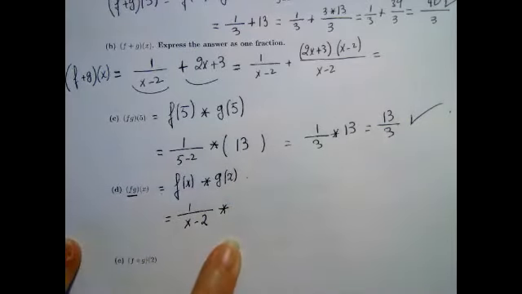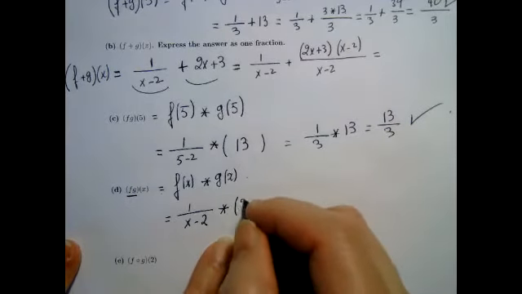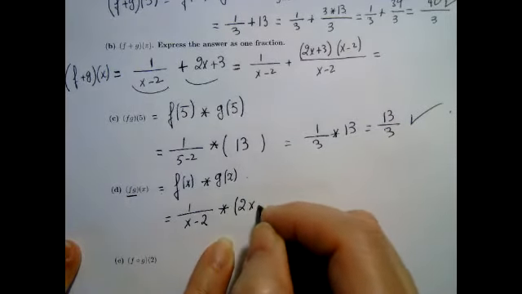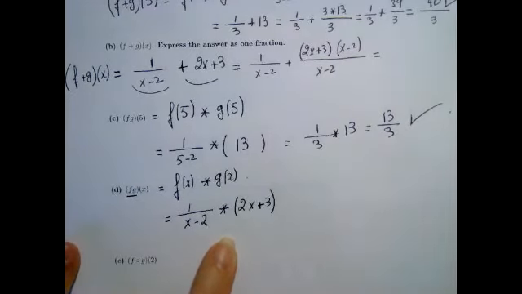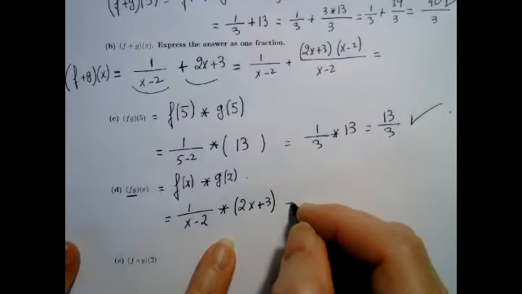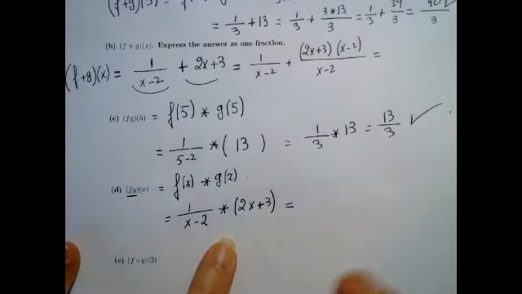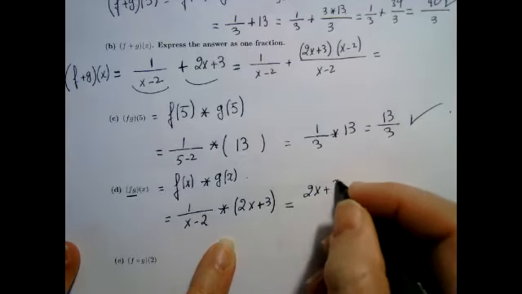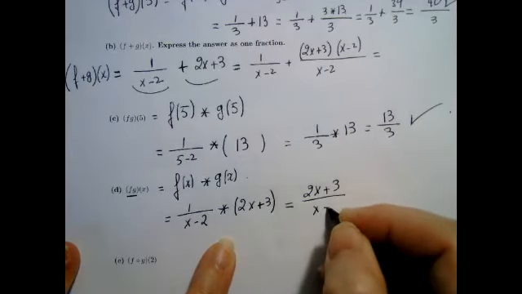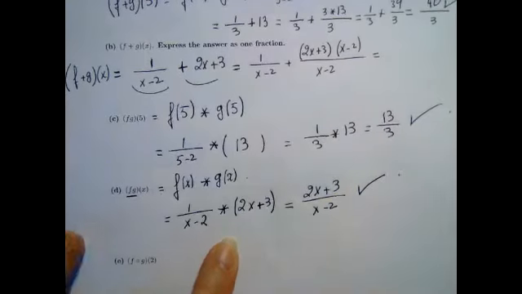What's g of x? G of x would be, what's g right now? It's 2x plus 3. So it's just going to give me what? Now, if you want to write it in a nice way, it's 2x plus 3 over x minus 2. Okay, so you just multiply f of x by g of x.